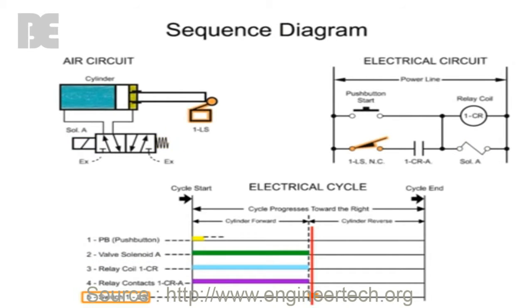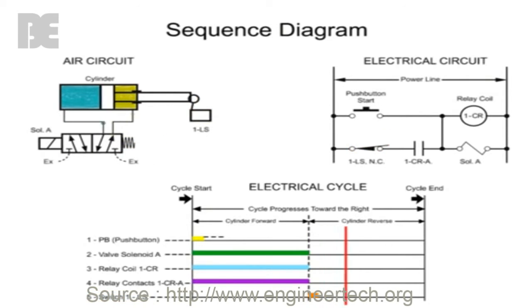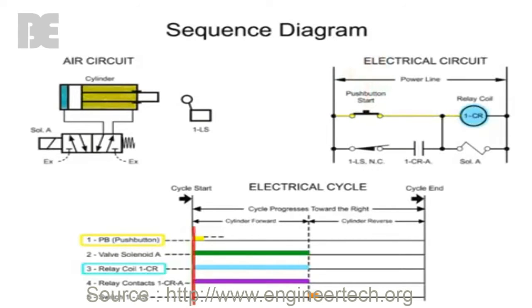Internal springs shift the solenoid valve spool to the cylinder retract position and the cylinder starts its return stroke. Switch 1LS contacts close again as the cylinder backs off the switch, but the relay coil and valve solenoid do not become energized again because contacts 1 CRA are open at this time. This begins again when the operator engages the push button once more.